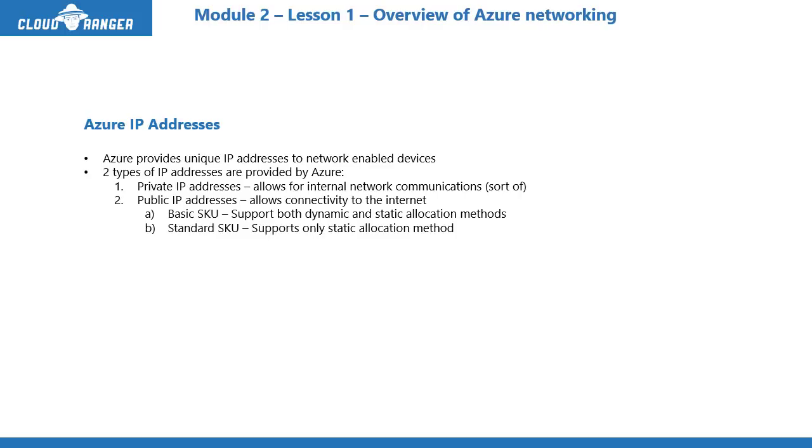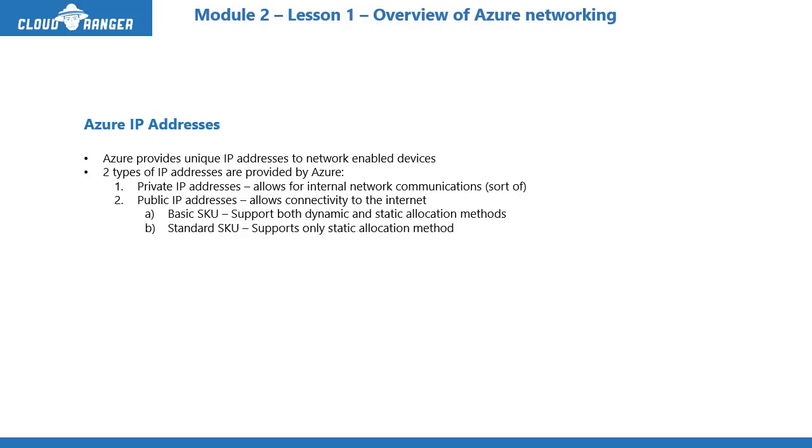It allows basically connectivity to the internet. So if you have a virtual machine, it has a private IP address, but it will also need a public IP address to actually go out, right? In public IP addresses, there are two SKUs. One is a basic SKU, which supports both dynamic and static allocation methods. That means with a public IP address, you can have a static one that doesn't change, or you can have a dynamic one, which is leased to you, but it can change.